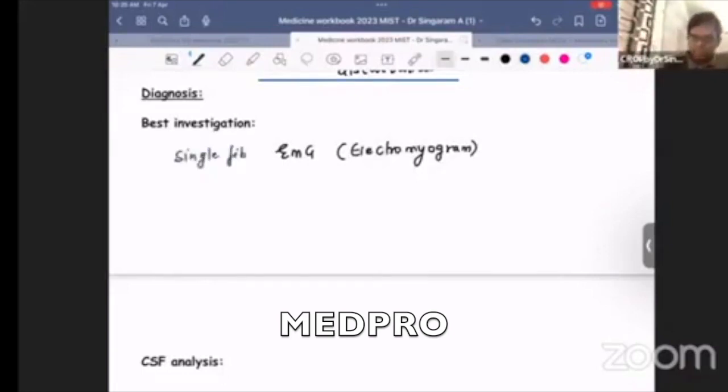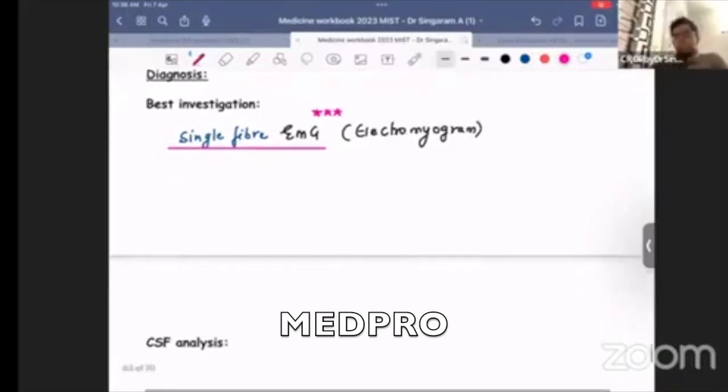Single fiber electromyogram. I'm putting a lot of stars for this because this is one of your important MCQ questions asked many times in the exam. Single fiber electromyogram is the best investigation for these neuromuscular disorders, including Guillain-Barré syndrome. Please keep in mind. You don't need to know the findings in electromyogram. Nobody is going to ask you that, but the name you have to remember. Okay. Next one.